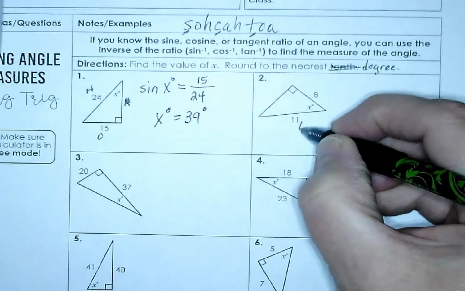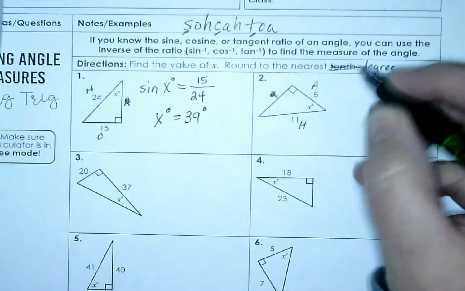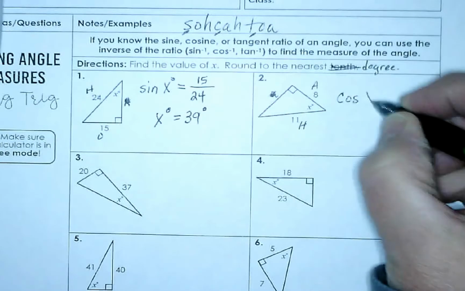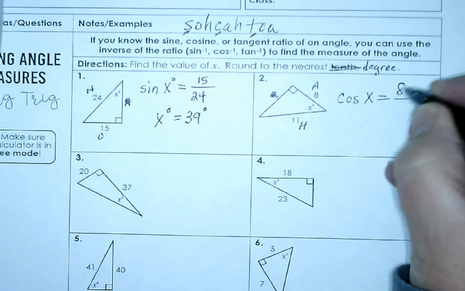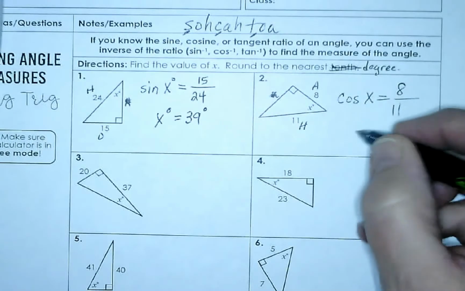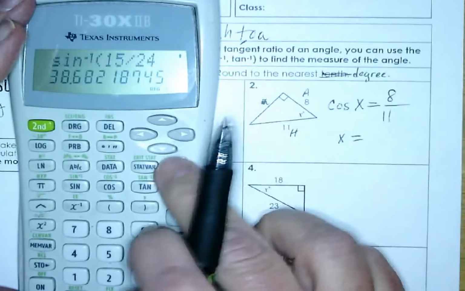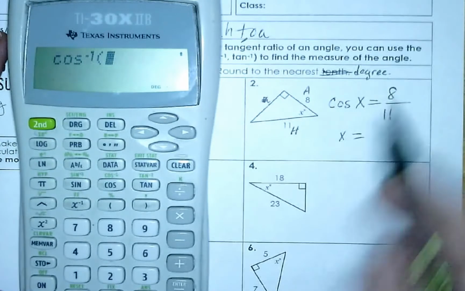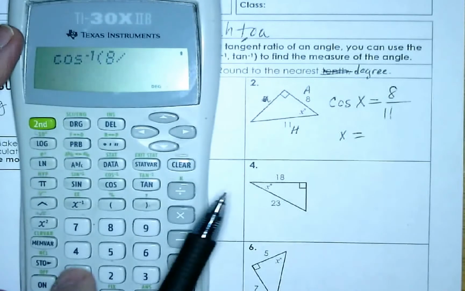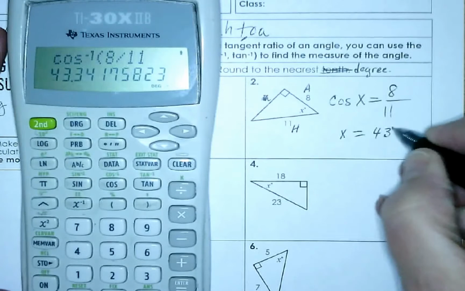Here's my angle. I have hypotenuse, opposite, adjacent. That's going to give me cosine of the angle is going to equal the ratio of adjacent over hypotenuse. I'm going to punch in the calculator here. Again, I'm trying to find an angle, so I have to do inverse of cosine. I'm going to let the calculator find my decimal for me, and that is my angle of 43 degrees.